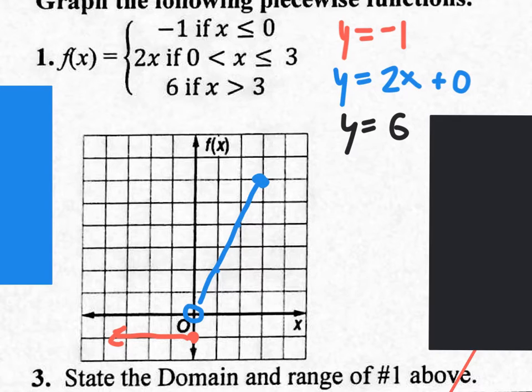Okay, now it's time for the third piece. The third piece is in black right here, y equals 6. So that's really easy. It's just a flat line, no slope, crossing the y-axis at 6. So if I go to 6, 1, 2, 3, 4, 5, 6, I would normally draw a line right through there.